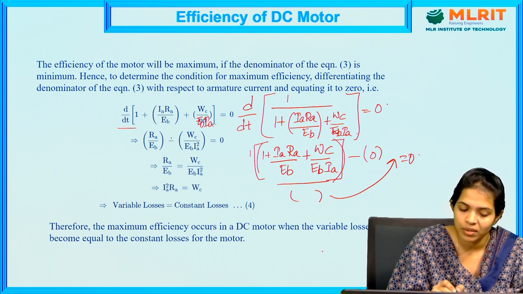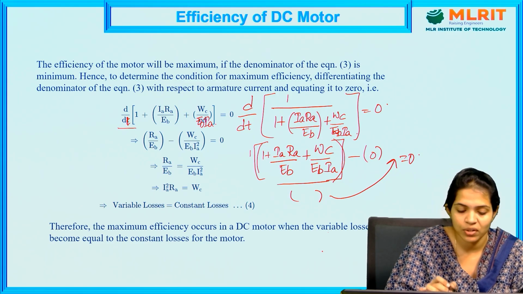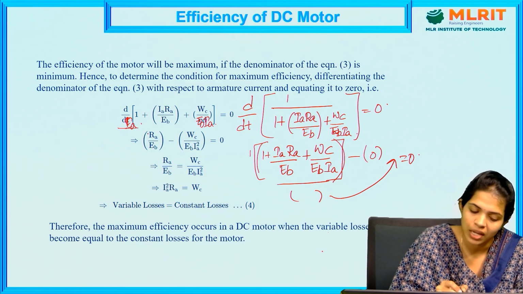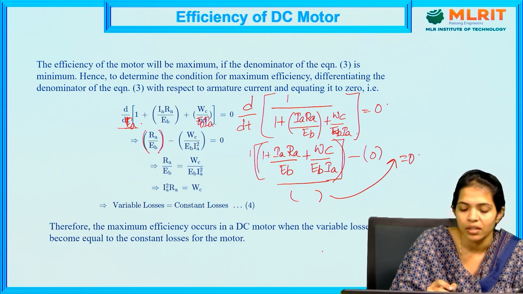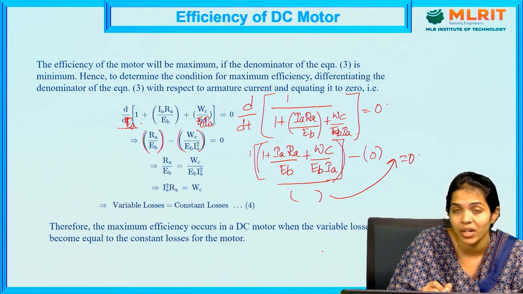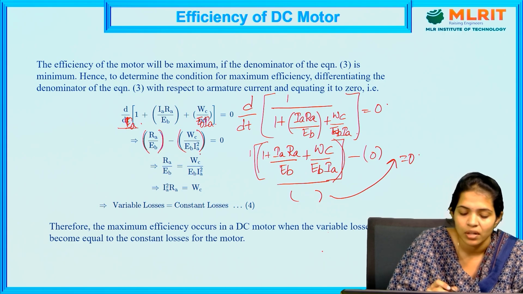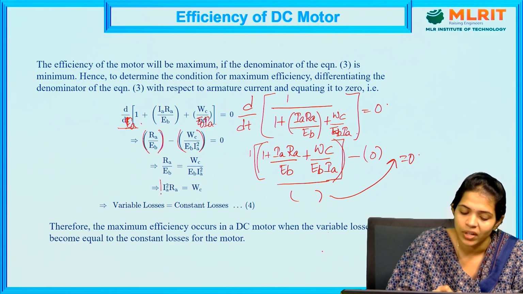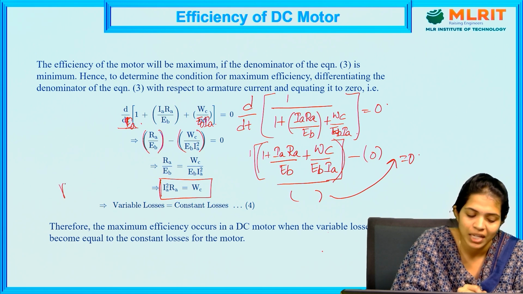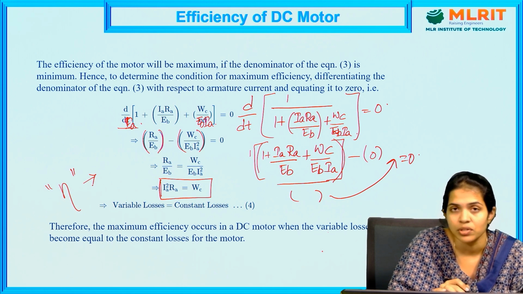When this particular term is differentiated with respect to IA, we get the equation as RA by EB, the first term, and constant losses term divided by EB into IA square. When we bring this constant term to the right side, we get a condition that is nothing but when the constant losses equal the variable losses, we can attain the maximum condition for the efficiency.